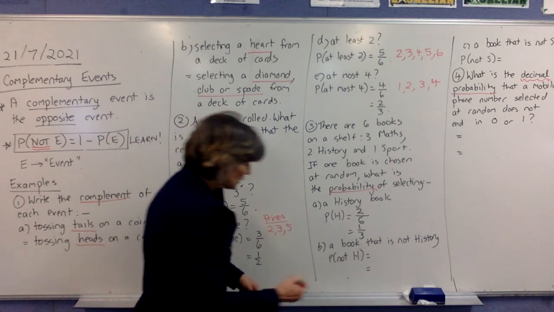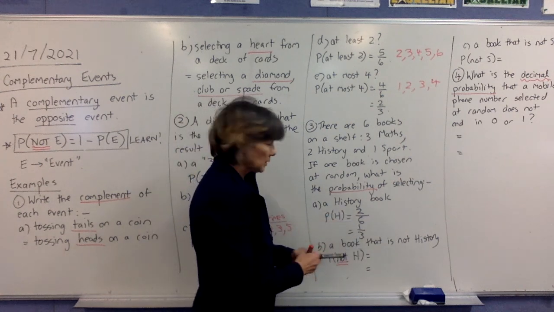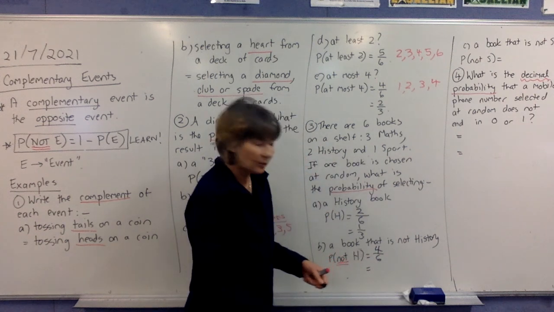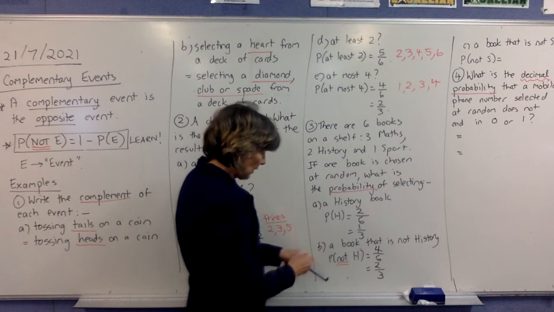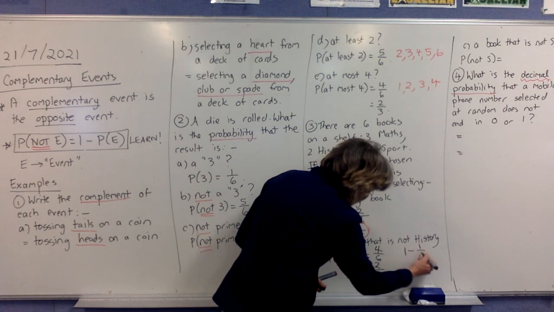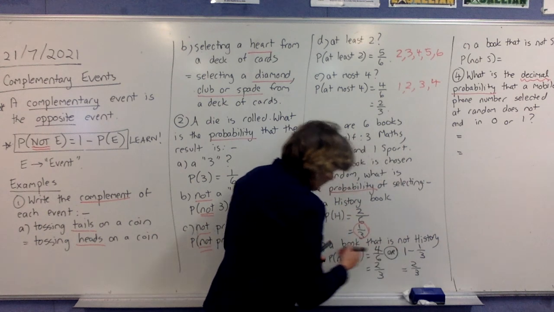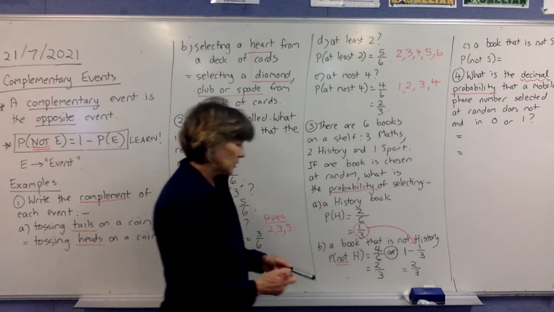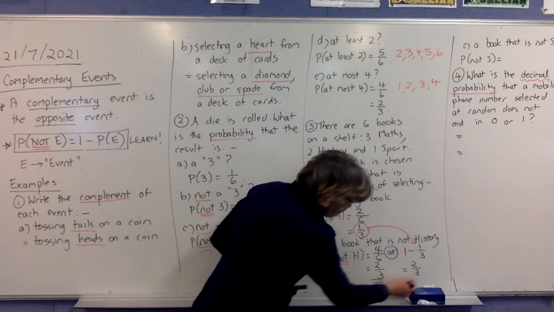The next one says, what's the probability that it's not a history book? So that would be all the other books. So not those 2, but the other 4. And then you can simplify it on your calculator. Or, if you want to be very clever, you can use this answer and do 1 minus 1/3, and you'll still get 2/3. Okay, so you can take that answer going, well, that was history. We want not history, so we're going to do 1 take away that probability. So you can do it either way.